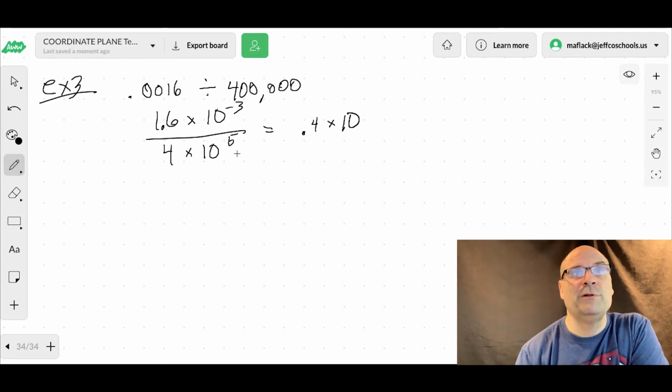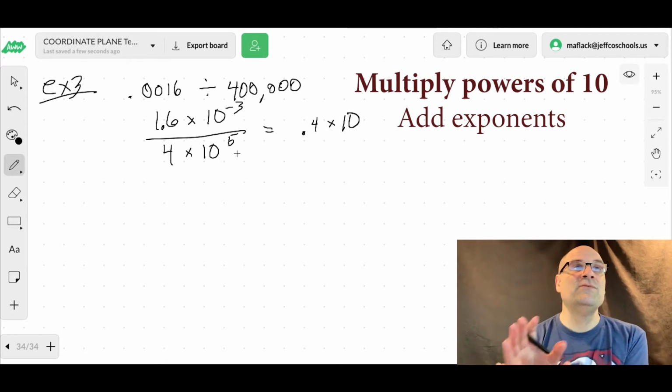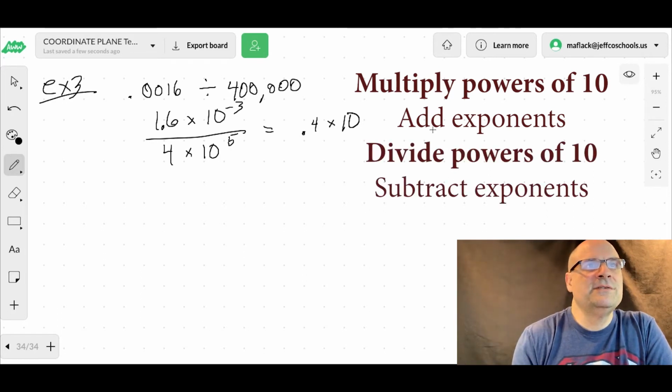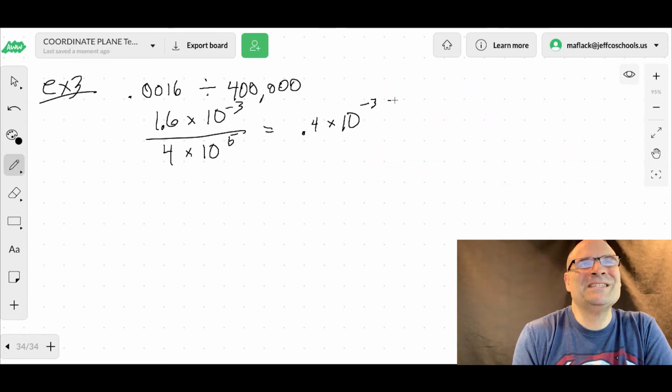exponents? So when you multiply powers of 10, you add the exponent. So it makes sense that when you divide powers of 10, you subtract. Now you should probably write it out, because if you just look at that real quick, you might do the subtraction wrong. So this is negative 3 minus 5.